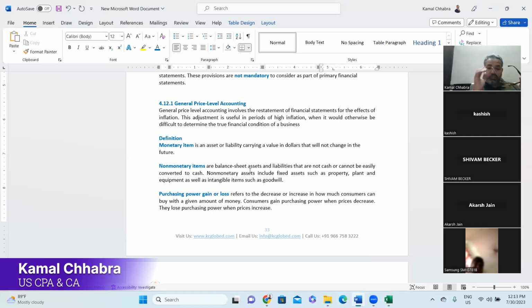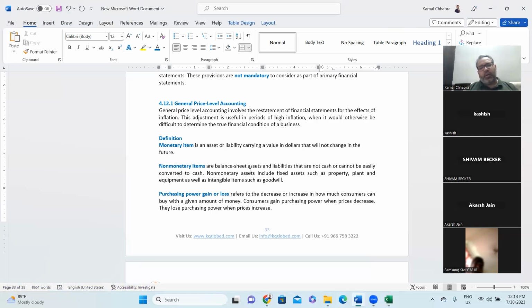Yes, the assets which can easily convert into cash and the liabilities which can easily convert into cash are called monetary items, like cash, cash equivalents, debtors, creditors. Absolutely right, exactly. Your current assets and your current liabilities are generally considered as monetary items. What is a non-monetary item? Your fixed assets, property, plant, equipment, or non-current liabilities and equities, right?